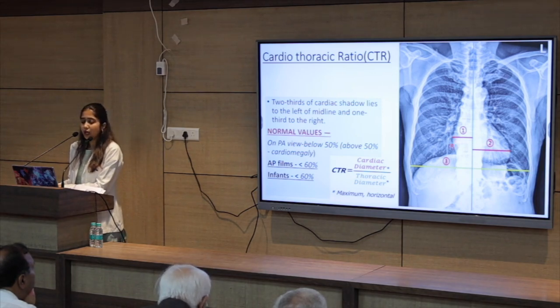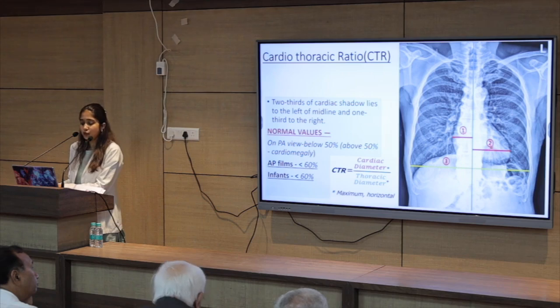Now to evaluate the cardiothoracic ratio, firstly we will draw a blue line joining the spinous processes of all the thoracic vertebrae, and then we have to see the maximum cardiac diameter. For that we have to add the 1 and the 2 marked structures.